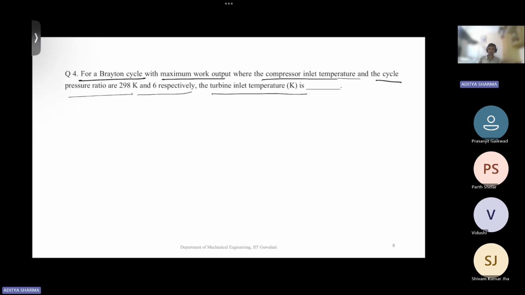So how did Prasenjit get his answer? What did he use to solve this? Turn on your mic and explain if you wish to, if you're comfortable.